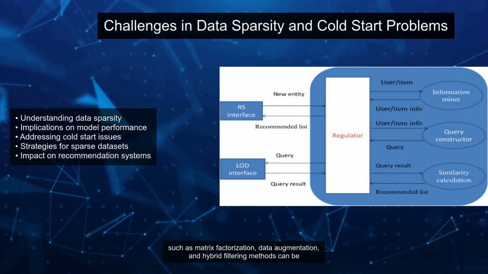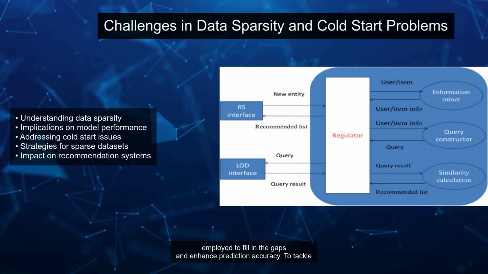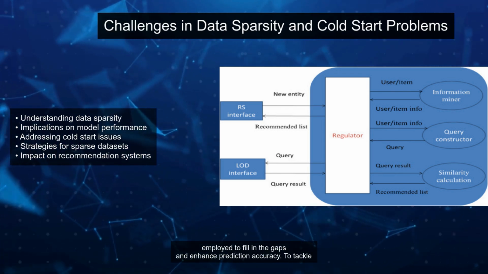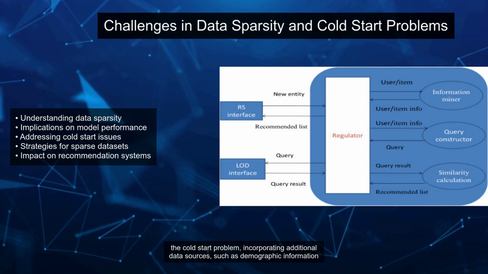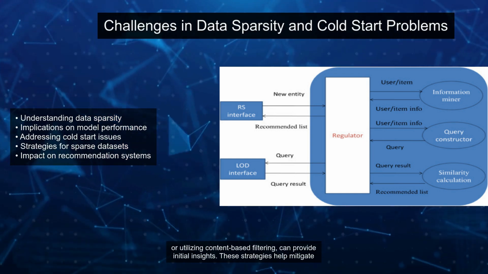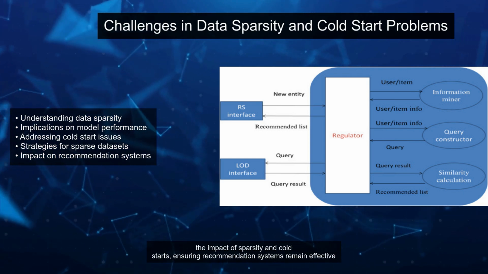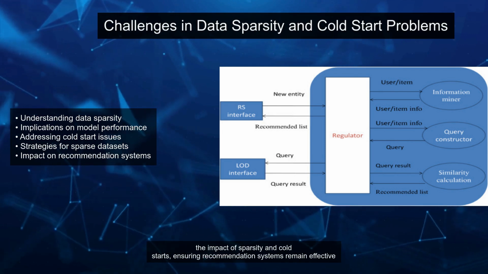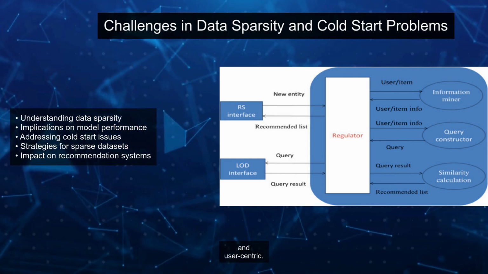For data sparsity, techniques such as matrix factorization, data augmentation, and hybrid filtering methods can be employed to fill in the gaps and enhance prediction accuracy. To tackle the cold start problem, incorporating additional data sources, such as demographic information or utilizing content-based filtering, can provide initial insights. These strategies help mitigate the impact of sparsity and cold starts, ensuring recommendation systems remain effective and user-centric.